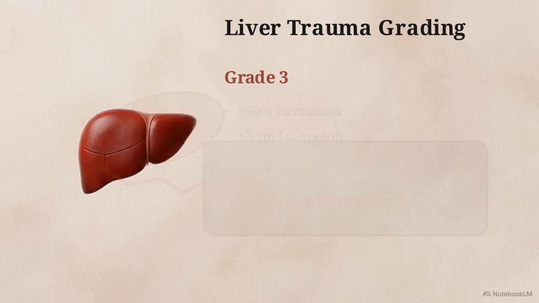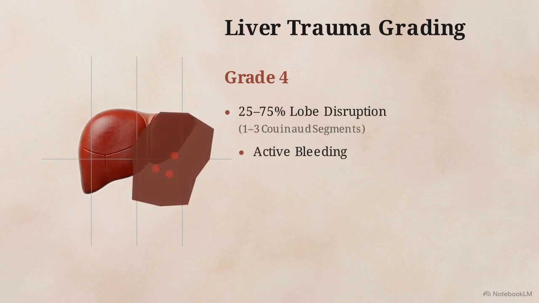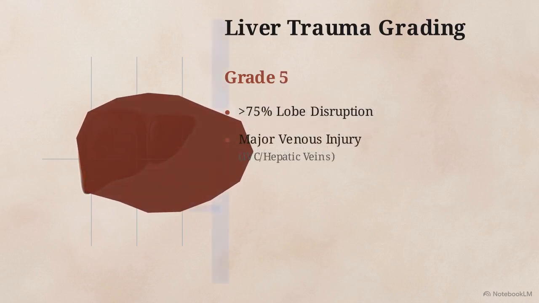Grade 4 marks a 25 to 75% disruption of a hepatic lobe, involving 1 to 3 Couinaud segments with active bleeding. Grade 5 is a massive disruption exceeding 75% of a lobe, or a direct injury to major venous structures like the inferior vena cava or hepatic veins.